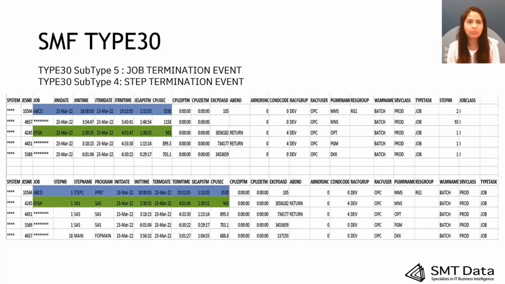So PP87, when you talk to the job owner, you can tell them this is the step and this is the program. It's taking a high CPU. That's very good information for your developer. And the second job is a SAS job. It's taking a high CPU.